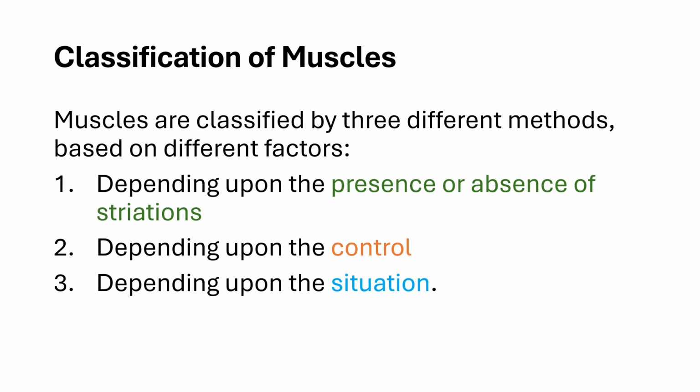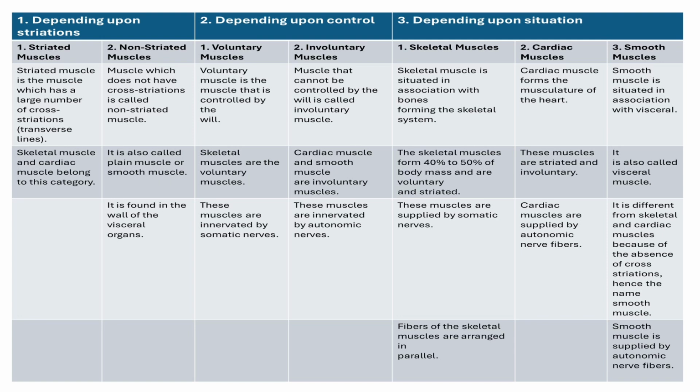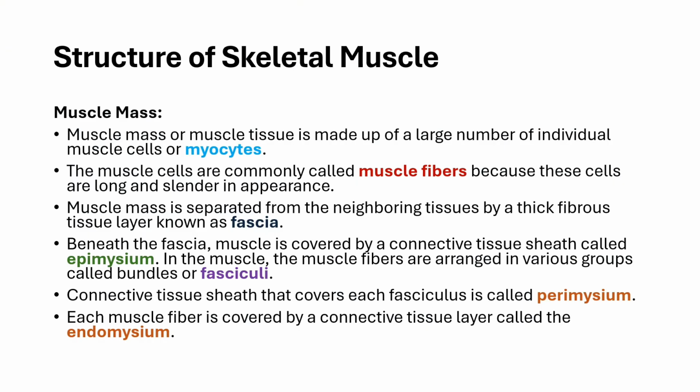And if we talk about control, voluntary muscles move when we want them to move, while involuntary muscles work on their own. If we talk about location, or we can say situation, skeletal muscles support bones, cardiac muscles power the heart, and smooth muscles are found in internal organs. Together they ensure our body functions seamlessly. You can see through this table how it perfectly classifies the muscles based on striation, control, and situation. So you can take a screenshot or screen snip of that table so that you can read it later.